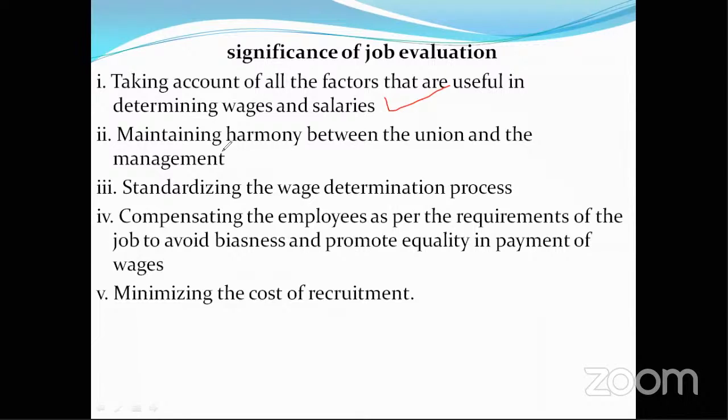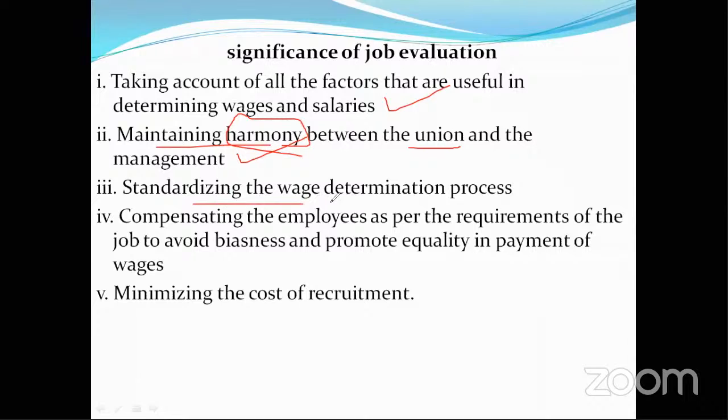So maintaining harmony between the union and the management. The union means employee unions will be there. So harmony means striking a balance, so that there are no conflicts between employee unions and management.